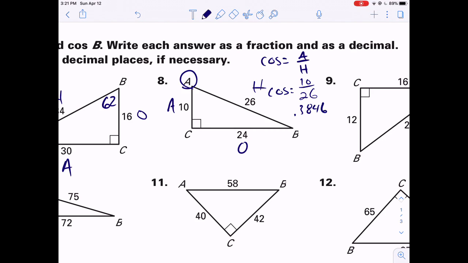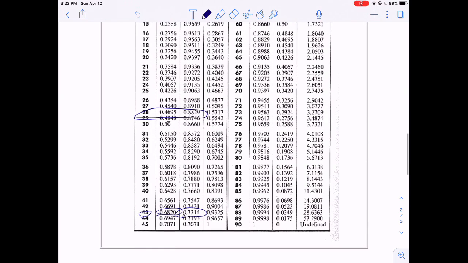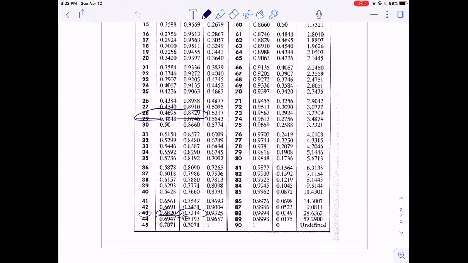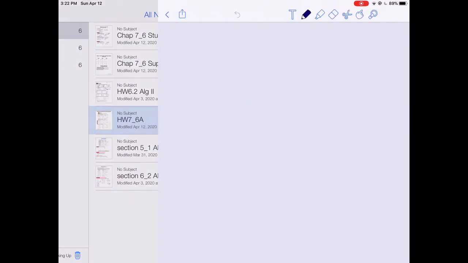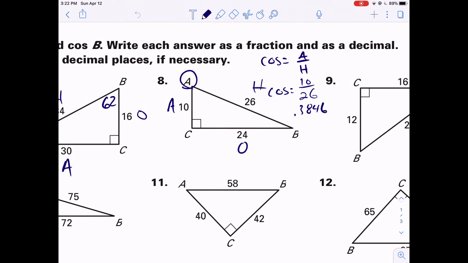0.3846. This is cosine. So now I'm looking that up on my chart. Cosine is in the middle, 0.3846. Approximately, I guess it's going to be right about here, 67 degrees. So it's going to be 67 degrees. That's angle A because we have it circled. And there you go.